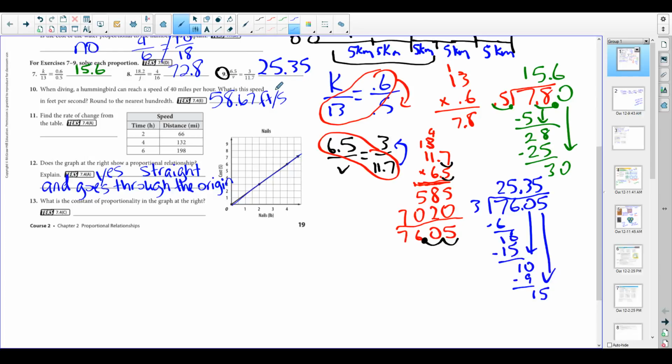What are we doing? 25.35. I know these numbers are bad, but we're just practicing solving equations. Okay.